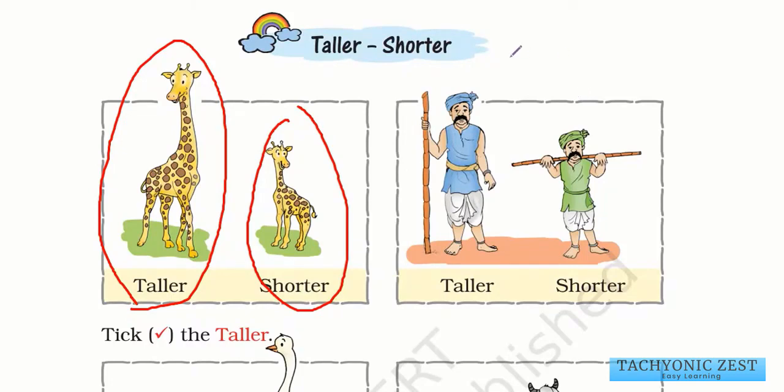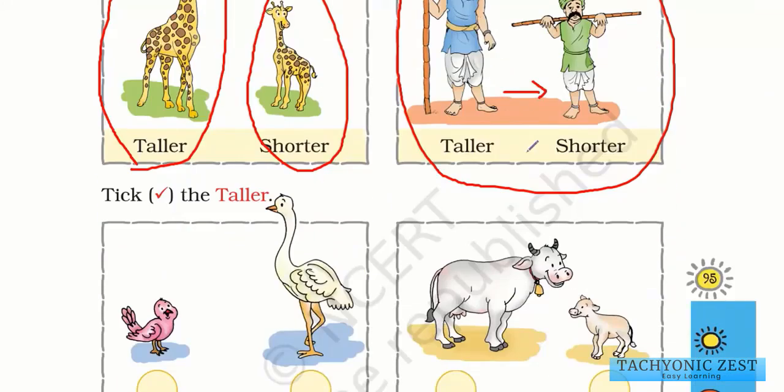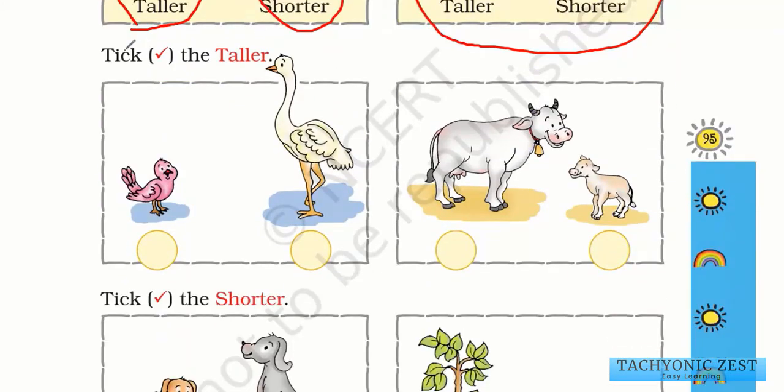So if we see out of these two people, if we compare, we will say that this man over here is shorter as compared to this man, and this man over here, he is taller in height as compared to this man. Okay, so this is how we say. Next we have to tick the taller object. So out of these two objects, we can see that the taller object is this one. Okay, so out of these two objects, the taller object is this one, so we will take this one. This is the correct answer.